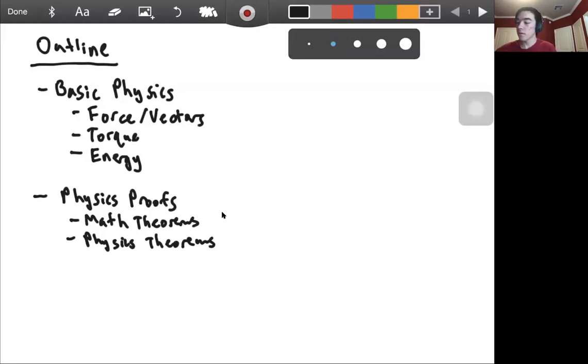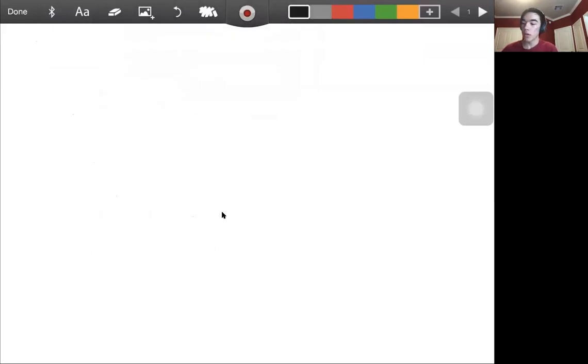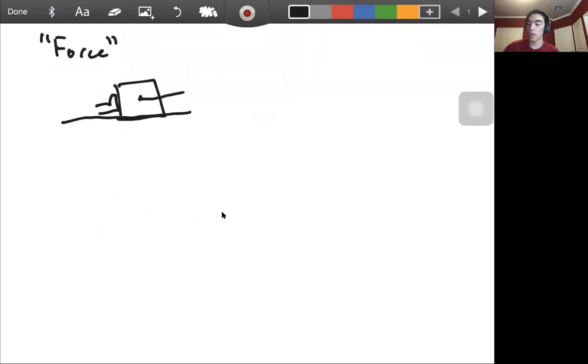Okay, let's get started on the physics. One of the most fundamental concepts of physics is force. Force is when you push or pull on something. So if you have your hand and you push on a box, then you're exerting a force on it. In this diagram, you'd be exerting a force to the right, and we represent this force with this arrow here. It starts from the center of mass of the object, and it goes in the direction that you're pushing on it.